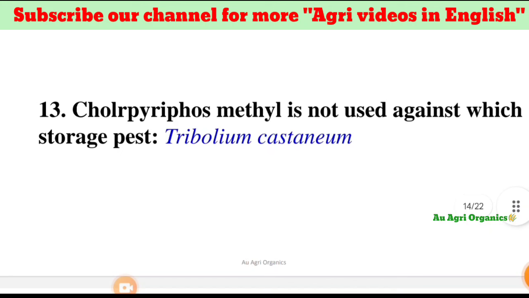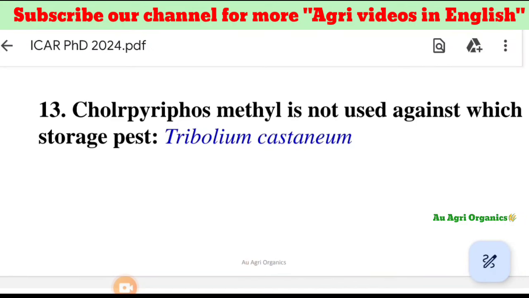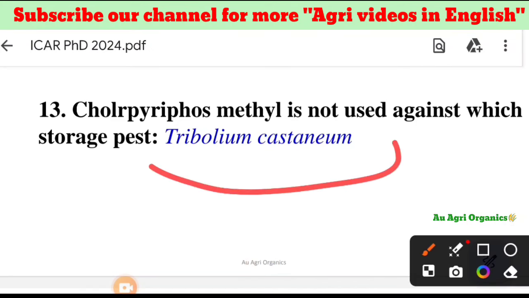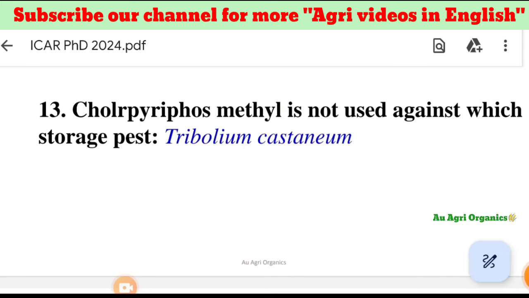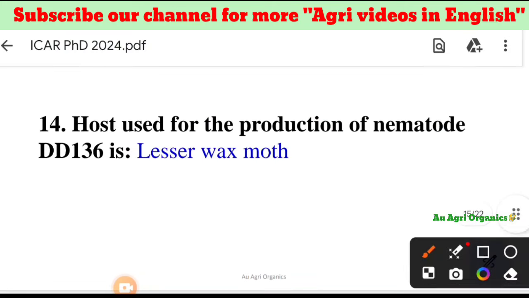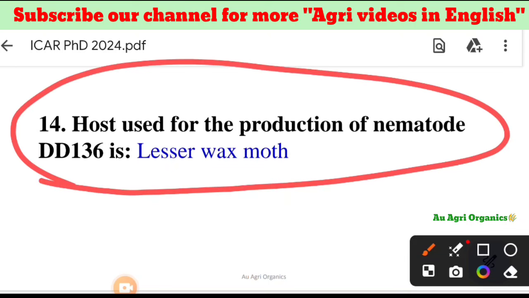Next is, chlorpyrifos methyl is not used against which storage pest? Here the question was a little different, I think. So chlorpyrifos methyl is not effective against something. The answer is Tribolium castaneum. Next is the host used for production of nematode DD136, which is the lesser wax moth. This is also a direct question from entomology. These entomology questions concern a specific entomologist, and I am giving the answer here. If you have any other idea or suggestion about this answer, you can clearly indicate it in the comments.